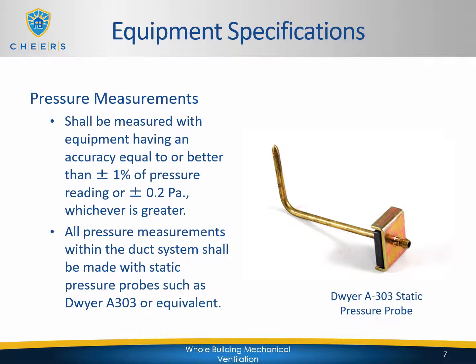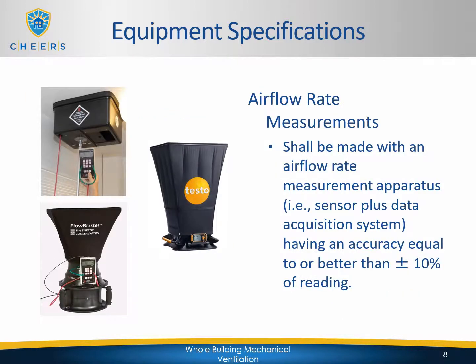All pressure measurements within the duct system shall be made with static pressure probes, such as the Dwyer A303 or equivalent. And you guys have seen this pressure probe in previous PowerPoints as well, same ones that we can use for the duct blaster as well. Airflow rate measurements shall be made with an airflow rate measurement apparatus, which is the sensor plus data acquisition system, having an accuracy equal to or better than plus or minus 10% of reading.